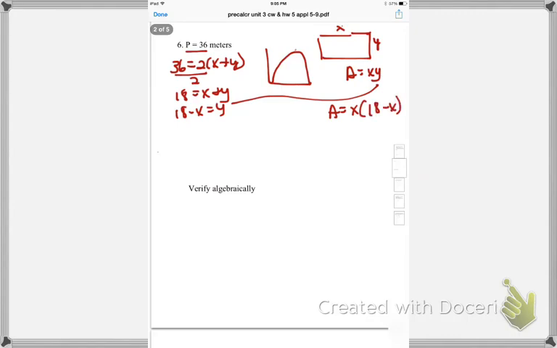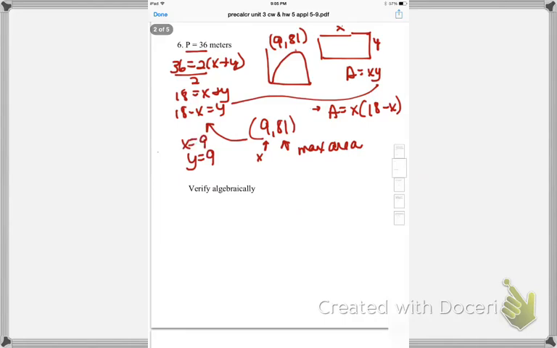You can tell from this that your domain, if you look for your zeros, will be between 0 and 18 if you set this equal to 0. So you can kind of get a figure for where your domain is going to be. So do your maximum, and you will find that your maximum is 9, 81, 9 being the x value, 81 being its maximum area. So plug it back in here, and you will find that y is also 9. You have an x of 9 and a y of 9.